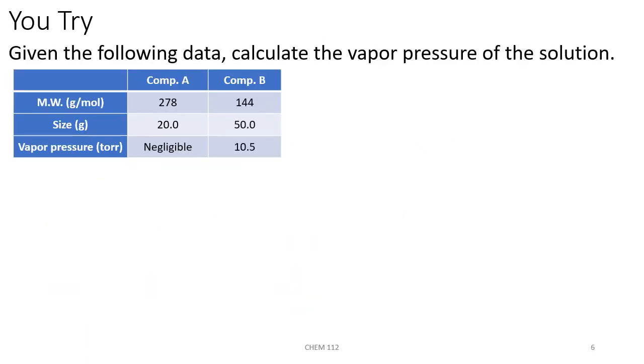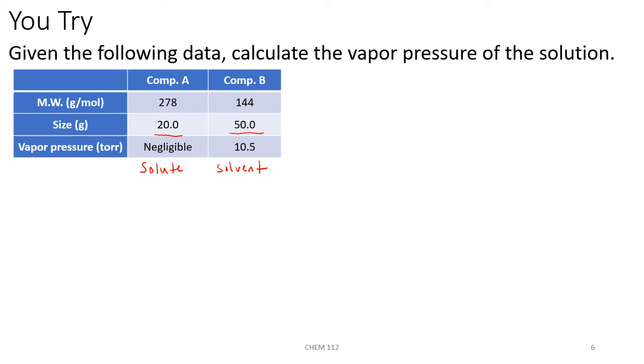Given the following data, calculate the vapor pressure of the solution. We have component A and we have component B. We also know the molecular weights of both of them. Component A is present in 20 grams. Component B is present in 50 grams. That tells us that A is going to be our solute because it's present in the lesser amount, and B is going to be our solvent because it's present in the greater amount.